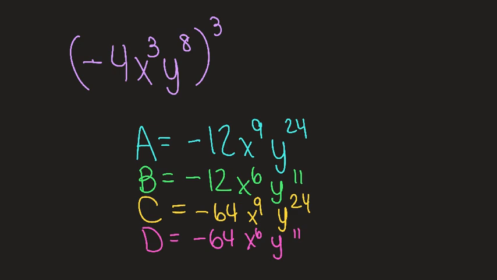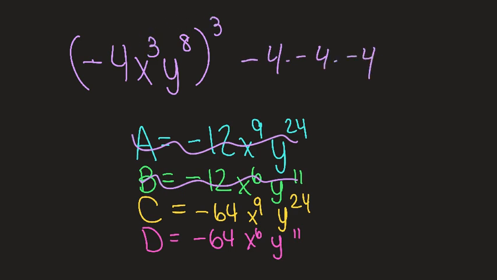What choice do you think this would be? I've got inside the parentheses, -4x to the third, y to the eighth, all to the third. A, B, C, or D? Well, I can eliminate the -12s because I want -4 times -4 times -4. So now we have to ask ourselves, am I adding or multiplying? Do I want 9 and 24 or do I want 6 and 11? The correct answer was C.